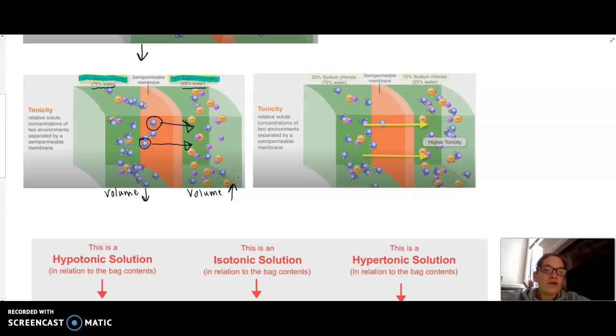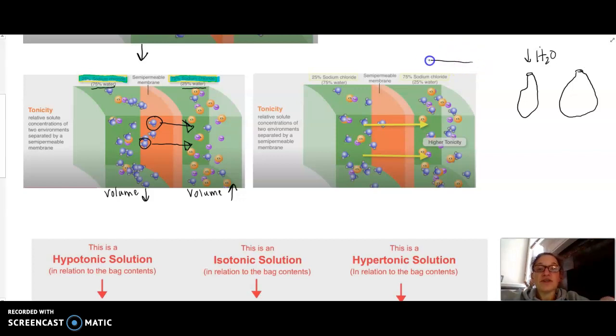If I have a water balloon and I hook it up to a hose, I add water, I add water, the more water I add, the more the balloon is going to expand, right? Because it has more water. Water will move from where there's a lot of water to where there's less water because the solute cannot move.